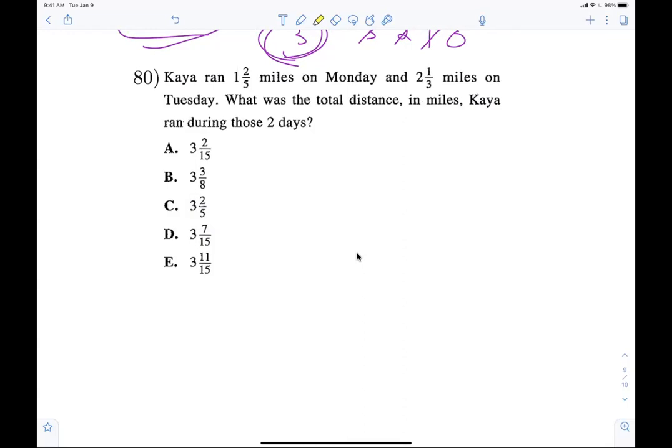That's 15, so you have to do 5 times 3 and 2 times 3, which is going to be 6 over 15 and 1. Just 2, and then you have to multiply 3 by 5, so that's 15, and then 15 over 5. And then that's going to end up being 3 and 11 over 15.